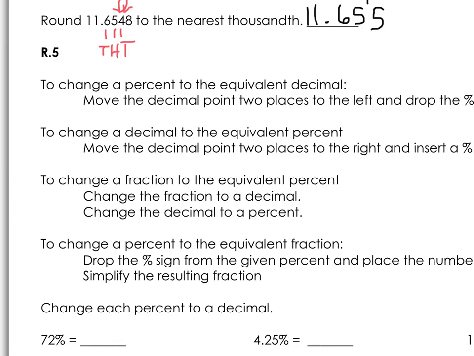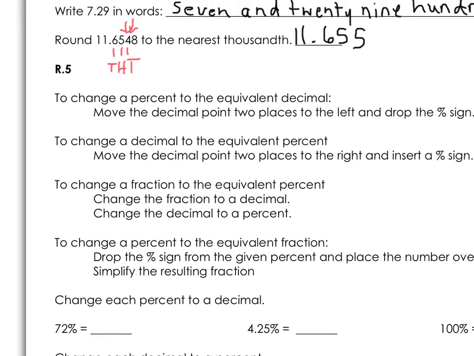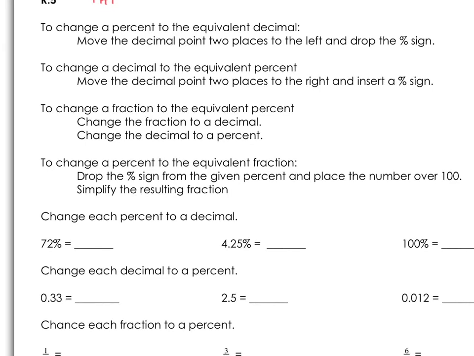So to change a percent to an equivalent decimal, we need to move the decimal point 2 places to the left and drop the percent sign. To change a decimal to an equivalent percent, we move the decimal point 2 places to the right and insert the percent sign. To change a fraction to the equivalent percent, we change the fraction to a decimal and change the decimal to a percent. To change a percent to the equivalent fraction, we drop the percent sign from the given percent and place the number over 100, and then we simplify the resulting fraction.